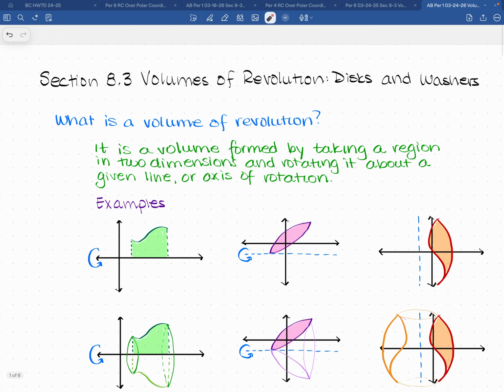All right, so today we are going to talk about volumes of revolution by disks and washers. And so the first question is, what do we mean by a volume of revolution, sometimes called a solid of revolution? It's just formed by taking a region in two dimensions and rotating it about a given line.